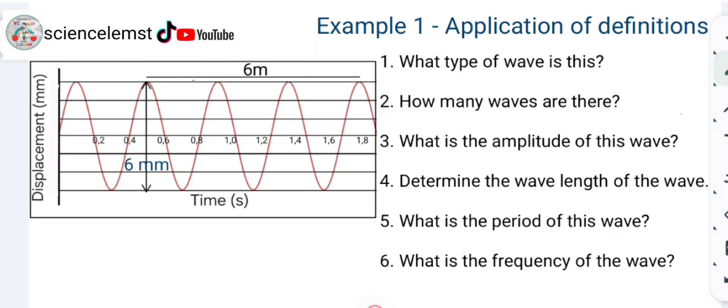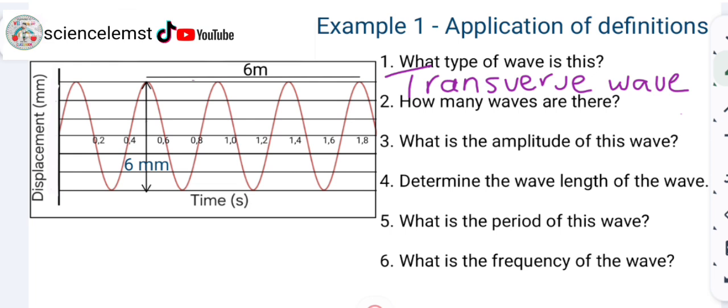Example 1, applications of definitions. So in this question, I gave you a diagram and I asked you questions, meaning you need to use the diagram to answer the questions. So the first question asked, what type of wave is this? Can you remember? So this is a transverse wave.